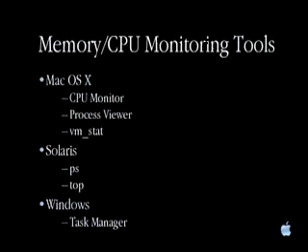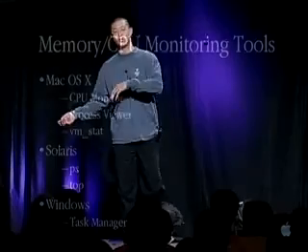So let's talk about the systems then. How do I tell how much memory or CPU I'm using? On Mac OS X, there's the CPU Monitor, there's the Process Viewer, and vmstat. vmstat's a command line thing. It'll tell you basically how you're paging, how many pages you've got free, how many you've swapped out, locality, that sort of thing. CPU Monitor tells you how much CPU you're using, and Process Viewer lets you view processes.